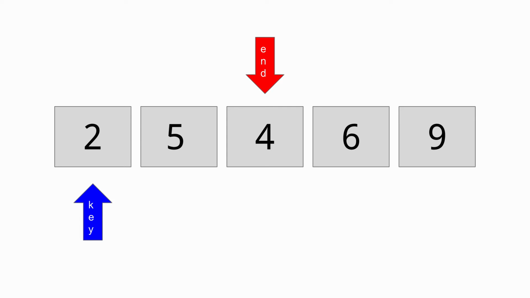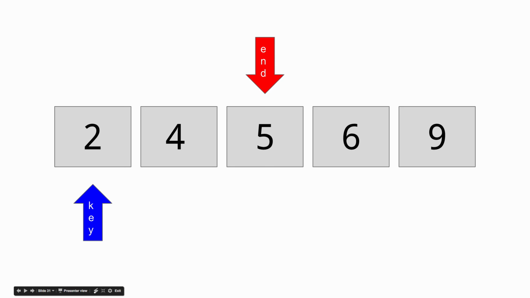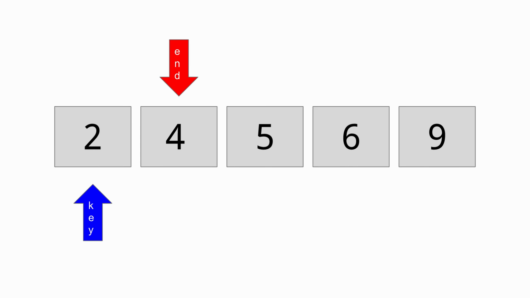Alright, now let's keep doing what we were doing all along. We're going to check the element to the right of our key element. Is 5 less than 2? No. We do nothing, so we don't swap, and we just move our key marker to the right. And is 4 less than 5? Yes, we swap. And since we have nothing else to compare, we're going to reset our key marker back to the first element and move our ending marker to the left one more time.